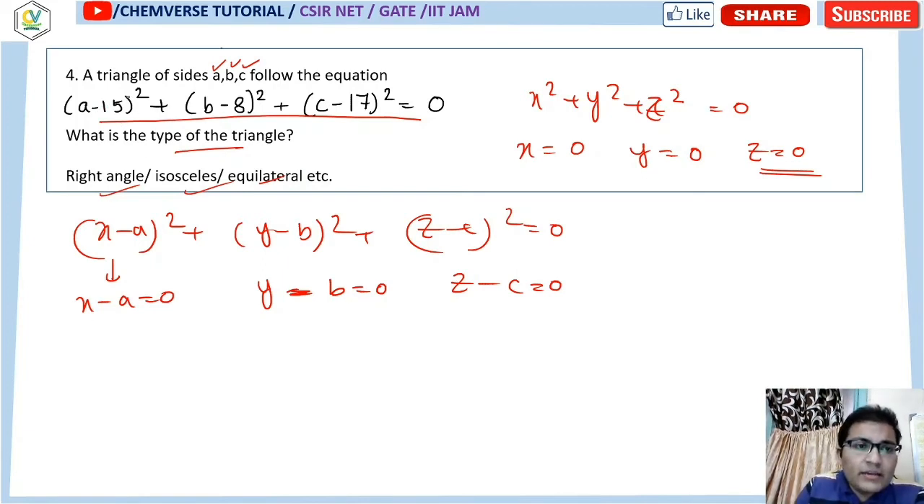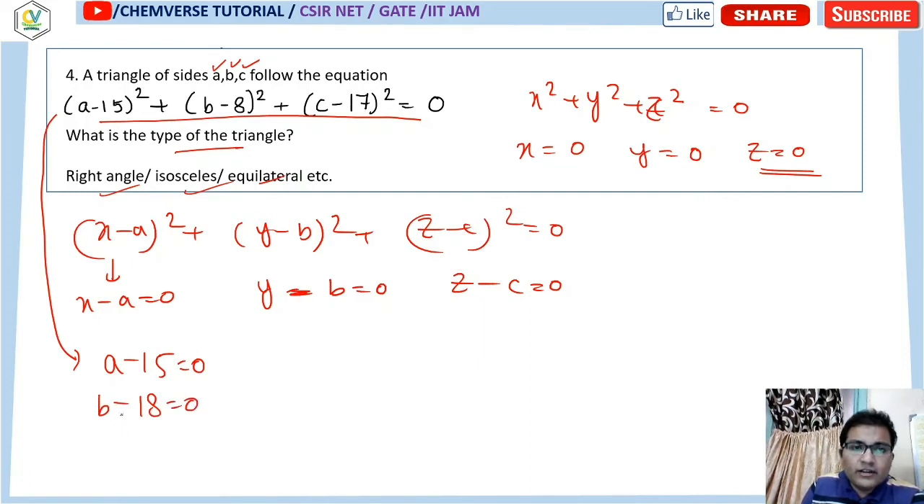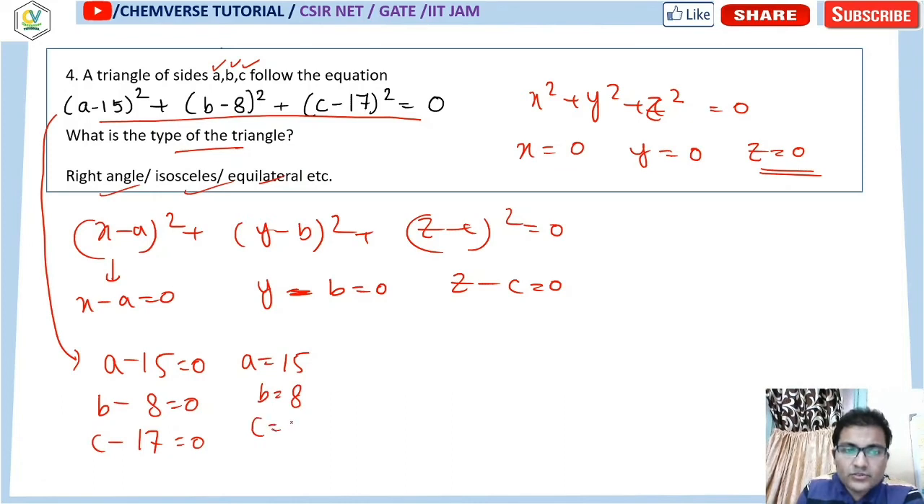So over here (a minus 15) square equals 0, so a minus 15 will be equal to 0. From this expression b minus 18 equals to 0, and from this expression c minus, not 18, I am sorry, it is 8, and c minus 17 equals to 0. Okay, so you can easily say that a equals 15, b equals 8 and c equals 17.